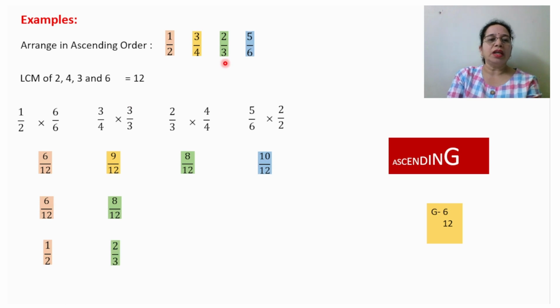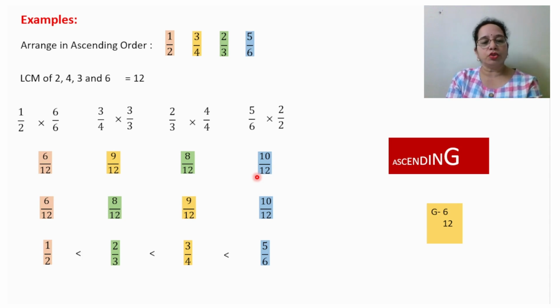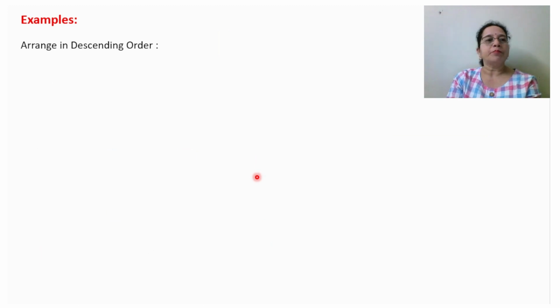So 2 by 3. And now the next one is 9 by 12. 9 by 12 is the third fraction. So write down 3 by 4, and the greatest fraction is 10 by 12, that is the last one, 5 by 6. And then you can put the sign here to show which one is greater and which one is smaller.